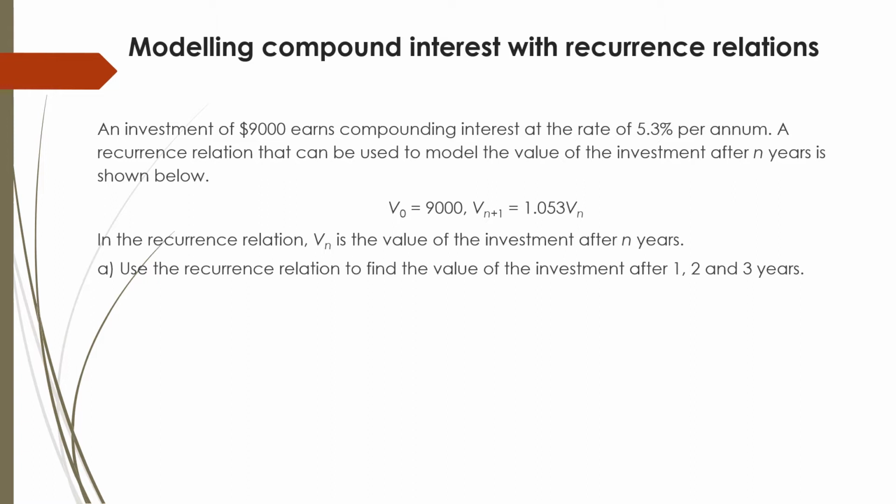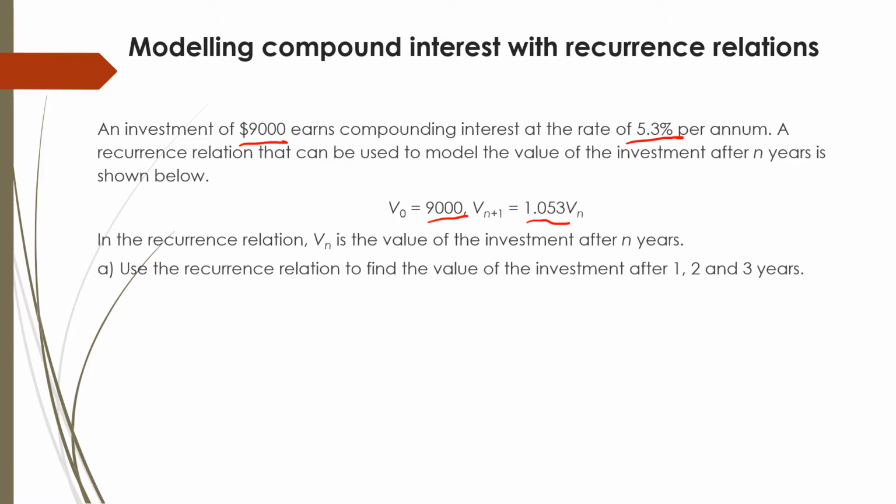An investment of $9,000, I'm going to highlight that because that's key, and it's compounding interest at the rate of 5.3% per annum. A recurrence relation that can be used to model the value of the investment after n years is shown below. So here's that initial that we identified up here. Our R value here, 1.053, was calculated using the rate up here. Now in a further example, we'll be going through how to calculate that R value, but that's where that has come from, that rate per annum up there. In the recurrence relation, Vn is the value of the investment after n years.